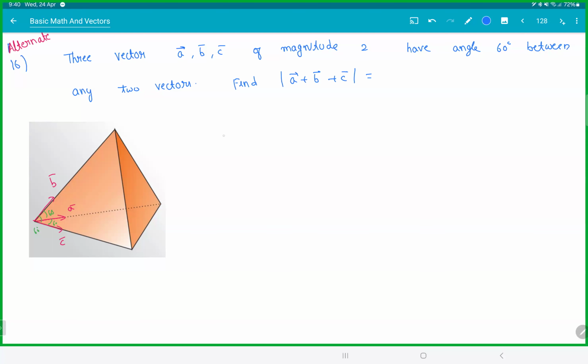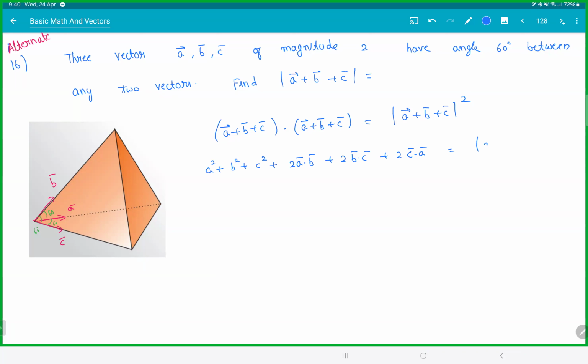See, A bar plus B bar plus C bar dot product with A bar plus B bar plus C bar is the mod of A bar plus B bar plus C bar whole square, isn't it? Now, if you expand this, what do I get? A dot A is A square, B dot B is B square, C dot C is C square, then I get 2 times A bar dot B bar, plus 2 times B bar dot C bar, plus 2 times C bar dot A bar. That's your mod of A plus B plus C whole square.